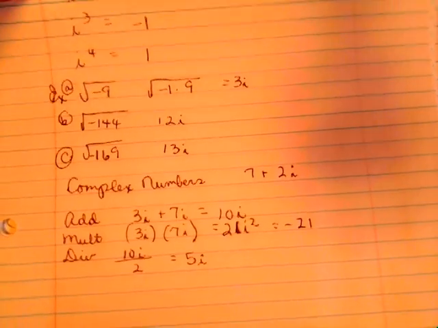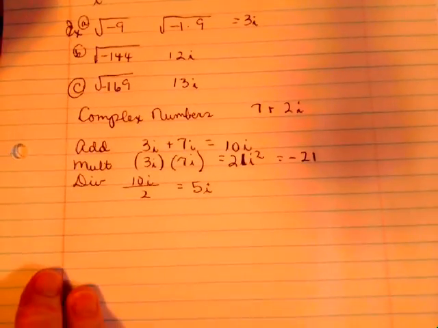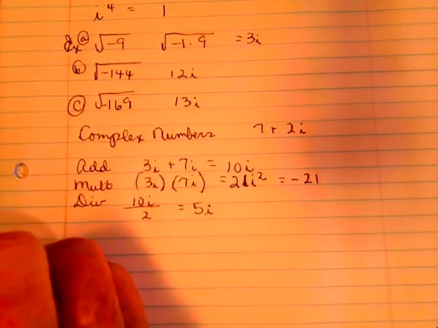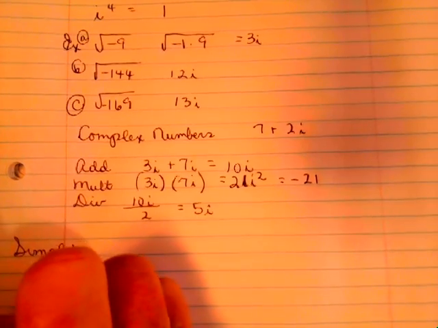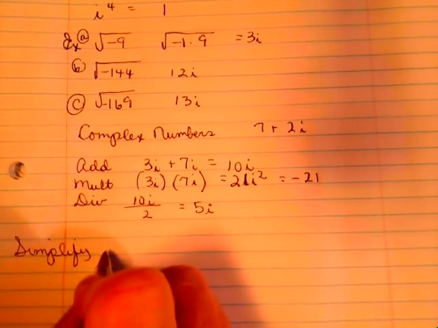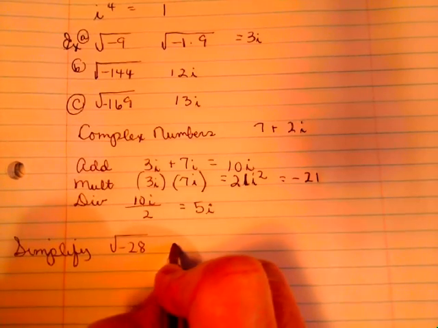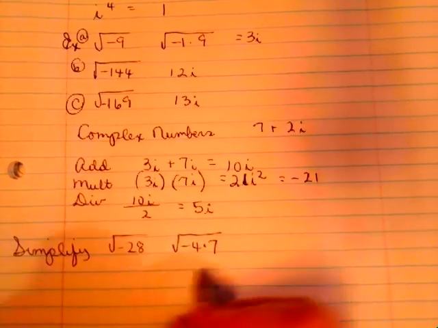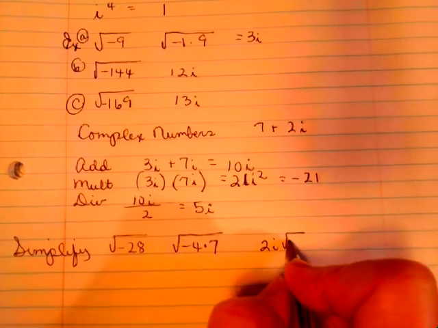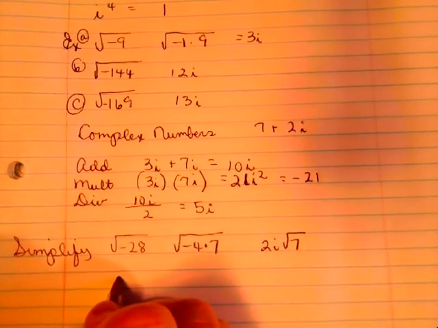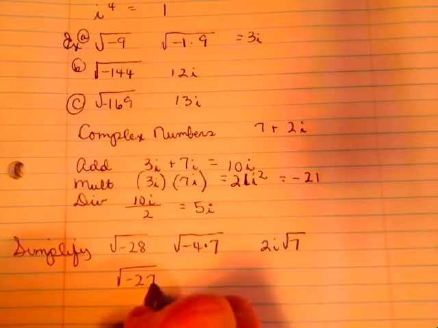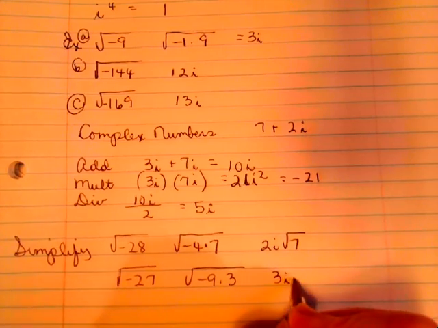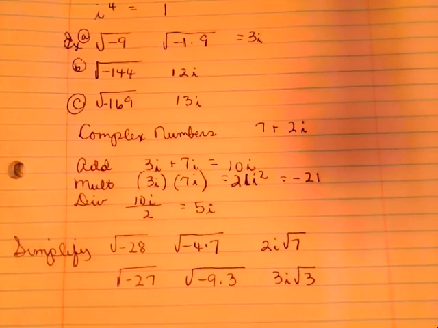We use these when we are simplifying negative expressions. Simplify. The square root of -28, you know you can break that down into -4 times 7. Square root of -4 is 2i. 2i times the square root of 7. Likewise, if you did the square root of -27, you would break that down into -9 times 3, which would be 3i times the square root of 3.